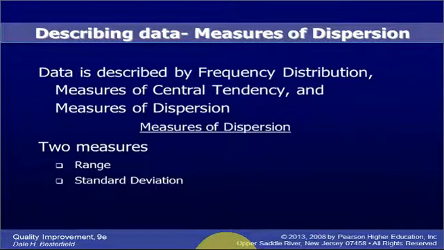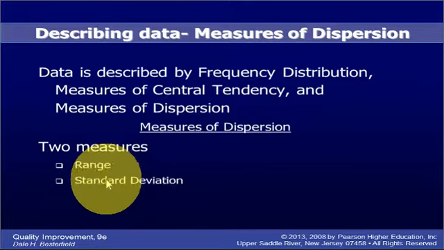By far, we have talked about frequency distribution and measures of central tendency. And next, we're going to talk about measures of dispersion. This is also one of the descriptions for this set of data. So we're going to cover two measures of dispersion, range and standard deviation.